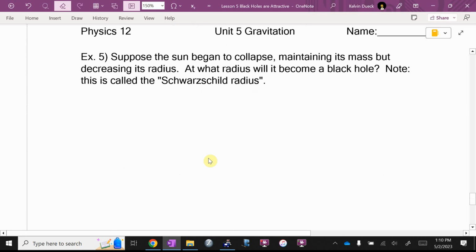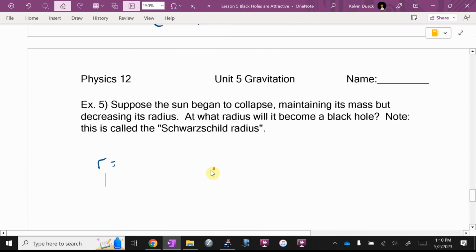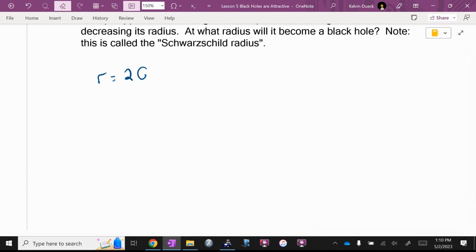The video said that the sun would have to become the size of a small town for it to become a black hole. We call that its Schwarzschild radius. It's the same math as finding the event horizon. In other words, it's going to be R equals, what was it, Mr. Dueck? 2 big G big M over c, the speed of light squared.